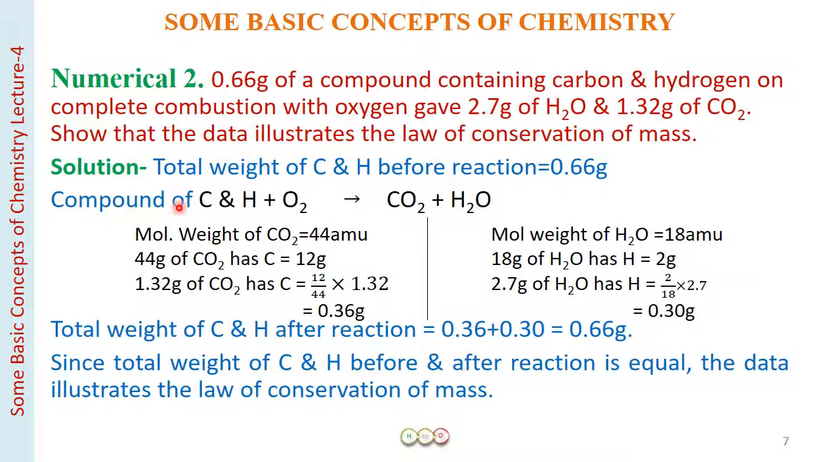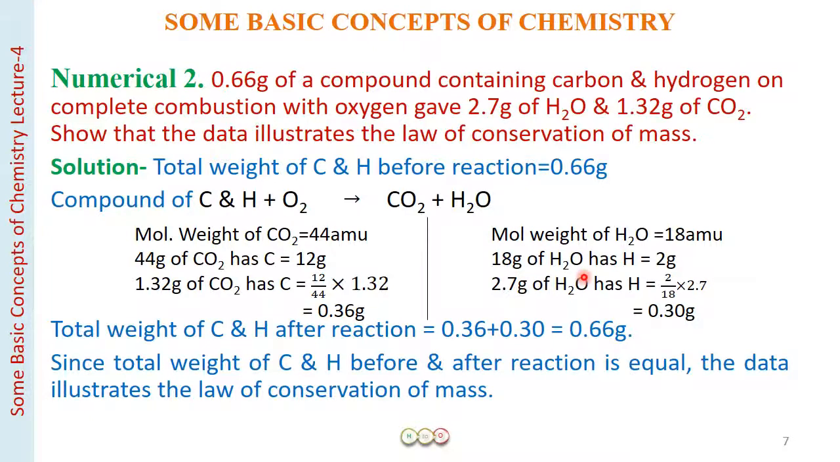Fine. So now the molecular weight of carbon dioxide is 44 AMU. Okay, so 12 of carbon and 32 of oxygen. 12 plus 32 is 44 AMU. So 44 gram of carbon dioxide, the gram molecular weight, is going to have carbon 12 grams, and we have 1.32 gram of carbon dioxide. This is given to us. So how much carbon will we have? 12 divided by 44 into 1.32, simple unitary method. So 0.36 gram.